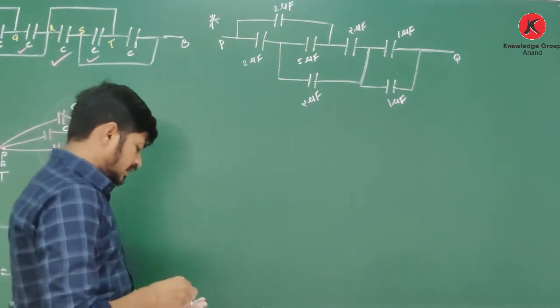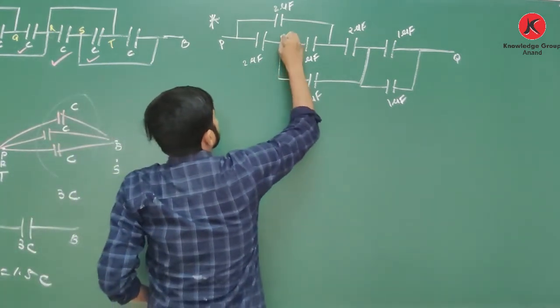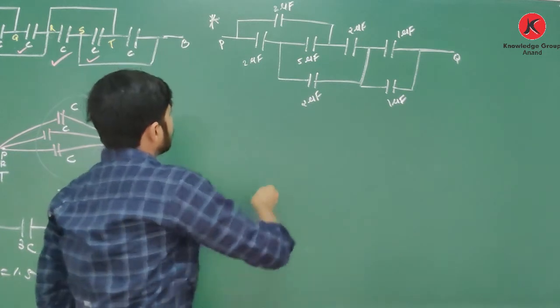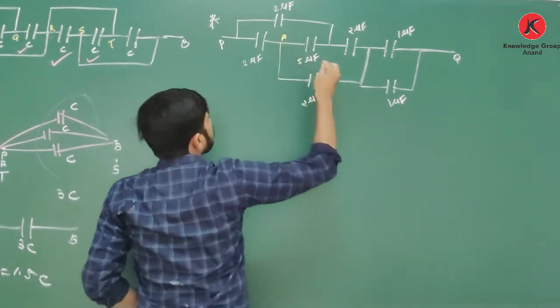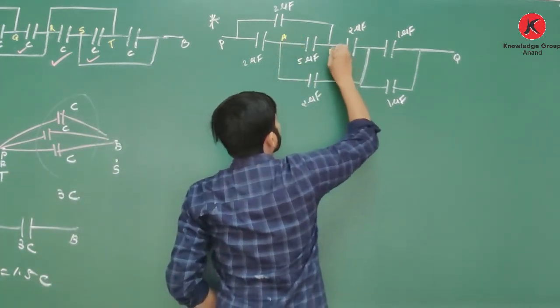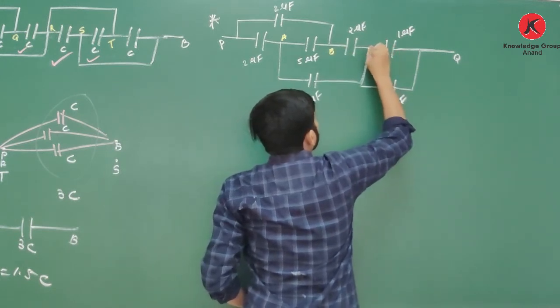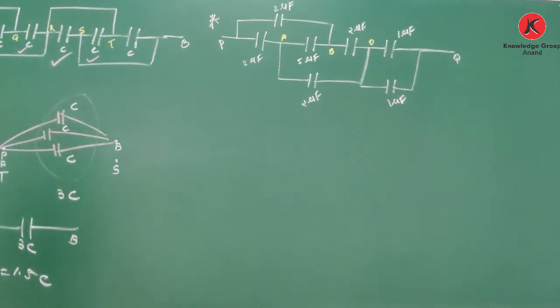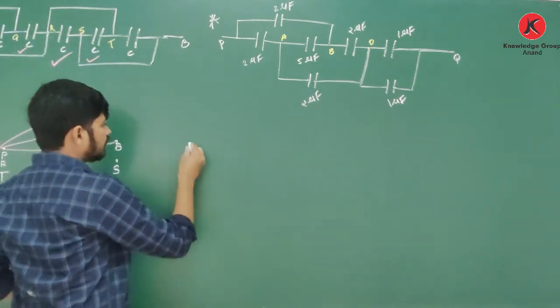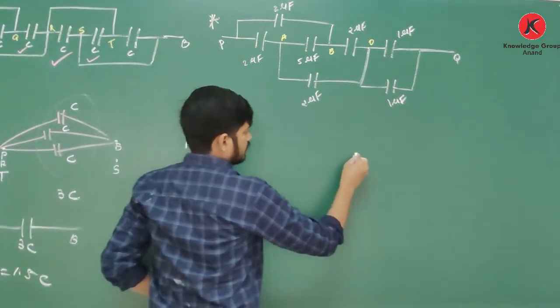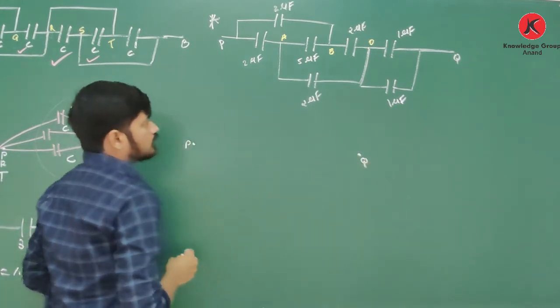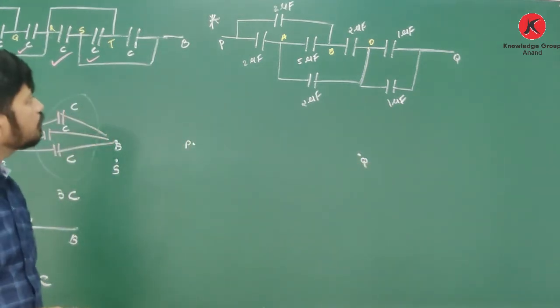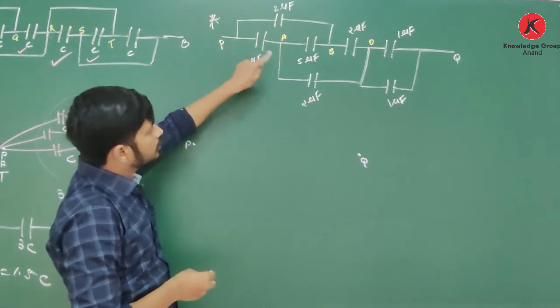Okay, let's start. See, here it is P, Q. So now we will take names, let it be C, then let it be B, then let it be D. Okay, enough. Now as we have to find equivalent capacitance between P and Q, P is a common point, nothing. Q is a common point, nothing.